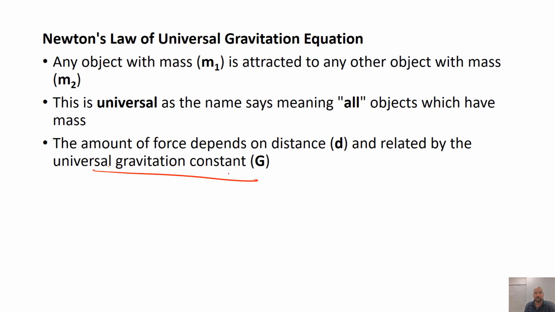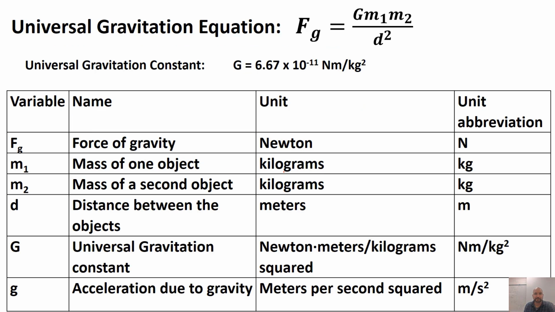So that's why you don't feel the attraction from anything except for the Earth. The Earth you feel because it's such a massive planet. But something as small as a pencil you're not going to feel. So these are the different variables. There's the equation we're going to use. Fg equals G m1 m2 over d squared.